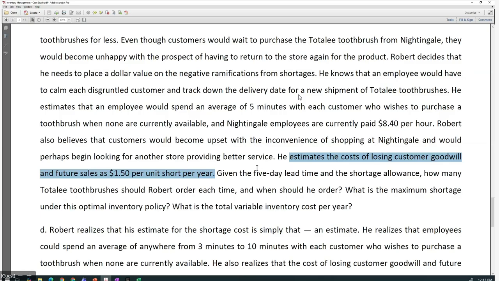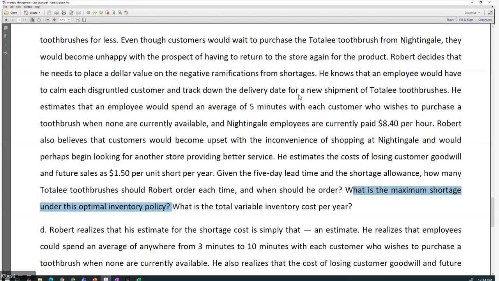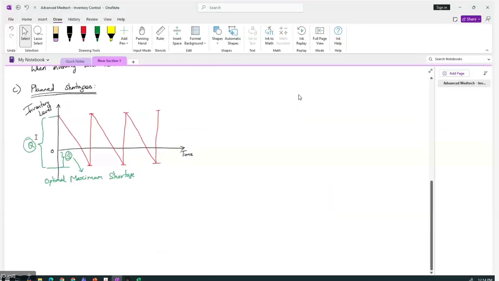Now, given the 5-day lead time and the shortage allowance, how many totally toothbrushes should Robert order each time? And when should he order? What is the maximum shortage under this optimal inventory policy? So now there is another new thing I have to figure out. Earlier, what did I find out? I found out the optimal order quantity, Q. Now we have to find out the optimal maximum shortage also, right? This is the next thing that we are finding out.